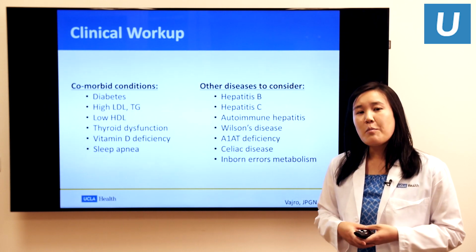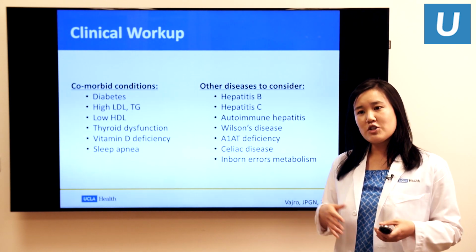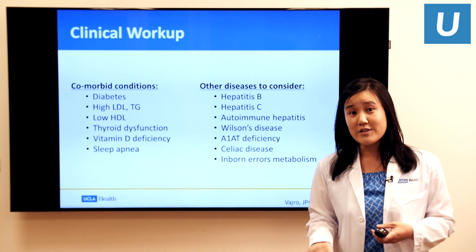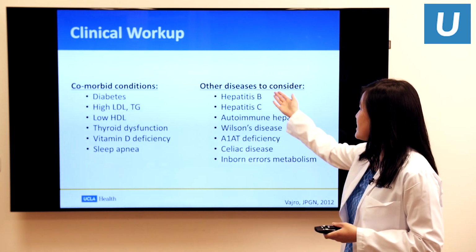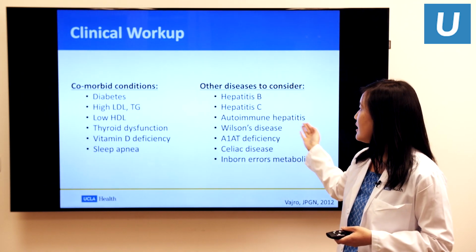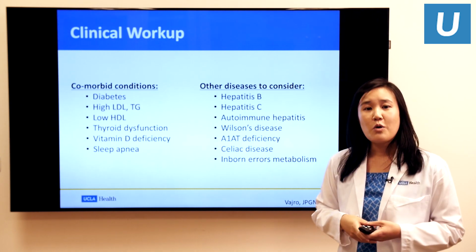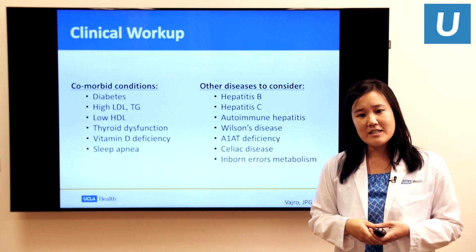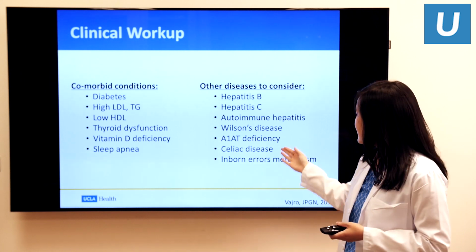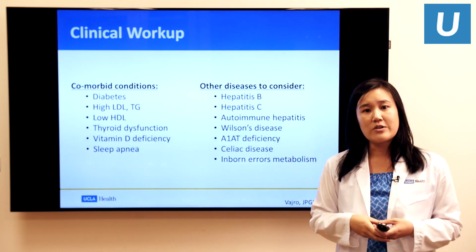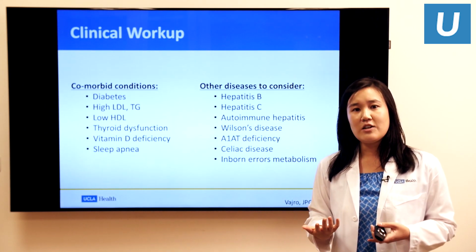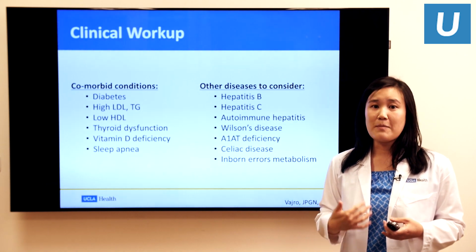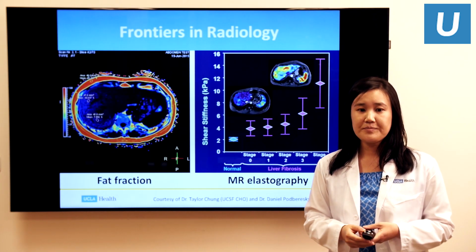In addition, more testing might be required to make sure that we're not missing other causes of liver disease. For example, hepatitis B, hepatitis C, autoimmune hepatitis, Wilson's disease, alpha-1 antitrypsin deficiency, celiac disease, and other inborn errors of metabolism can lead to elevated ALT, which might masquerade as fatty liver.